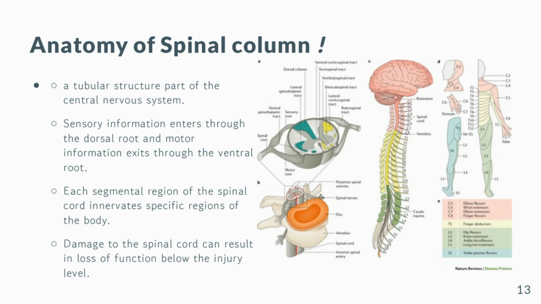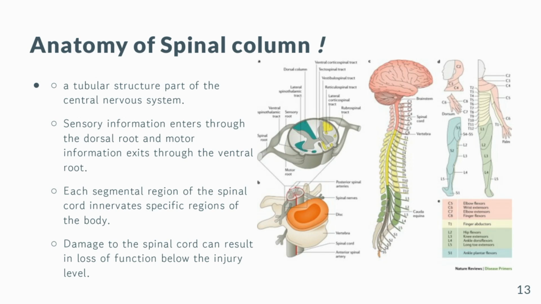Spinal nerve roots enter the spinal cord and convey either sensory or motor information. Sensory information enters through the dorsal root and motor information exits through the ventral root. The vertebral column is segmented into cervical, thoracic, lumbar, and sacral vertebrae and surrounds and protects the spinal cord.